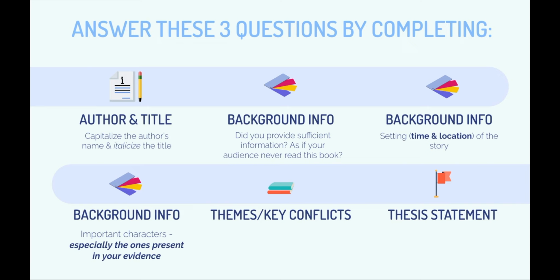There's also setting, which is the time and location of the story, and there are also important characters, especially ones that are present in your evidence or related to the essay prompt that you chose. Themes and key conflicts. What themes, main ideas, or key conflicts need to be addressed before presenting your thesis? Something that I want you to keep in mind about themes or key conflicts, this could also include critical concepts or vocabulary words that you might need to define.